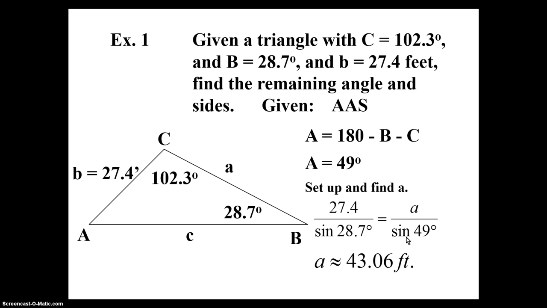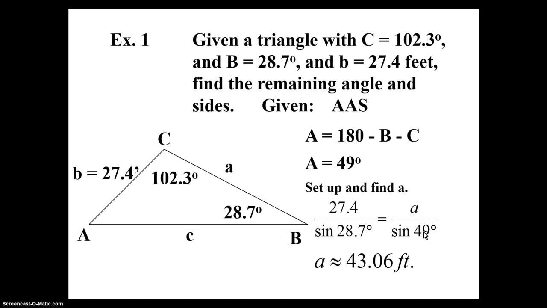Okay, from there, the only part left to do is find side C. Again, I would start off with my ratio that's given to me. So I would start off with this part right here. So 27.4 over sine of 28.7 degrees. This time, it's not going to be equal to this part. It'll be equal to the part that involves lowercase c and uppercase c. So in this case, it would be side C, which we don't know, over sine of big C.